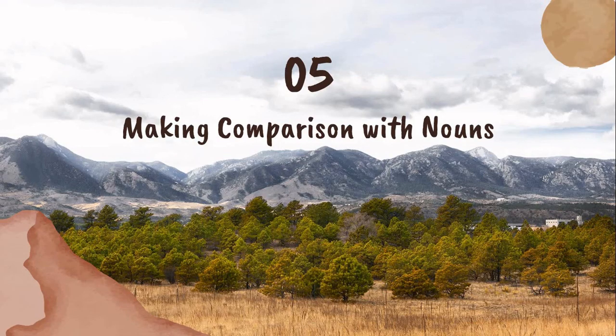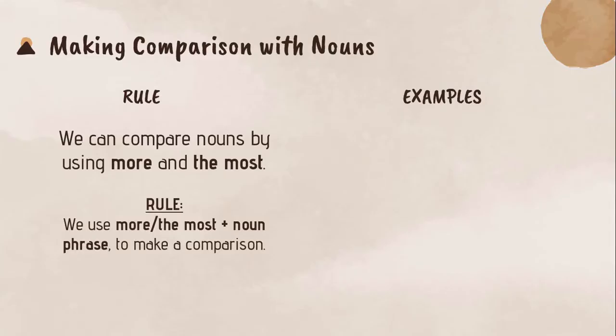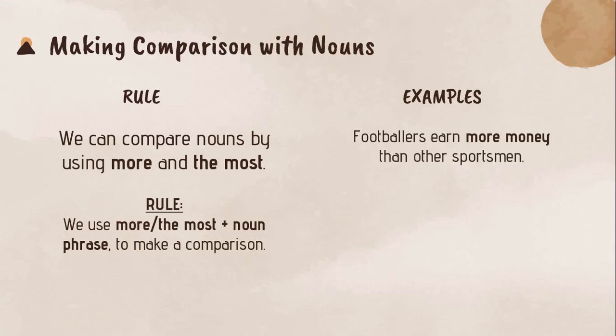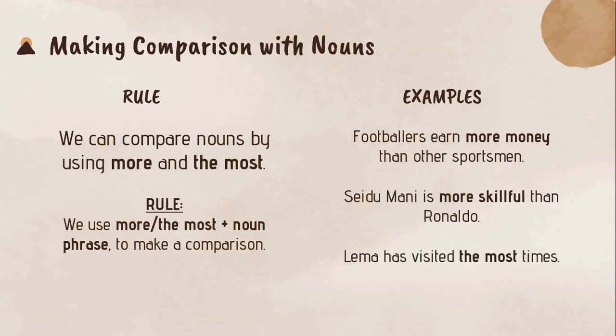The last section, we're going to see making comparisons with nouns. We have a rule here. We can compare nouns by using more and the most. Our rule is we use more or the most plus a noun phrase to make a comparison. Let's take the examples. Footballers earn more money than other sportsmen. Sadio Mane is more skillful than Ronaldo. Lem has visited the most times. So this is how we can compare nouns in a sentence.